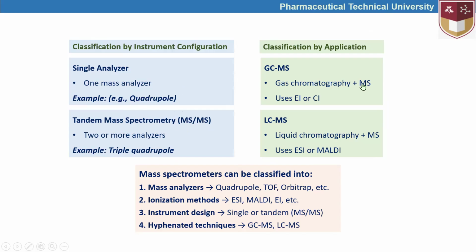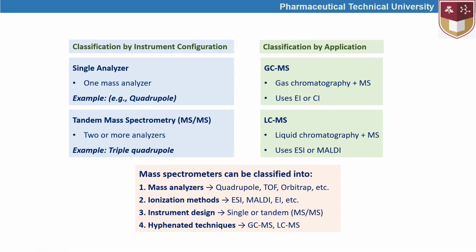And by the combination with other separation methods, the MS can be classified as GCMS or LCMS. In GCMS, gas chromatography mass spectrometers, we can use electron ionization or chemical ionization. In liquid chromatography mass spectrometers, in which mass spectrometers are combined with HPLC, we can use electrospray ionization and MALDI, matrix-assisted laser desorption ionization method. And they can also be classified as quadrupole, TOF, Orbitrap, etc., according to mass analysis.